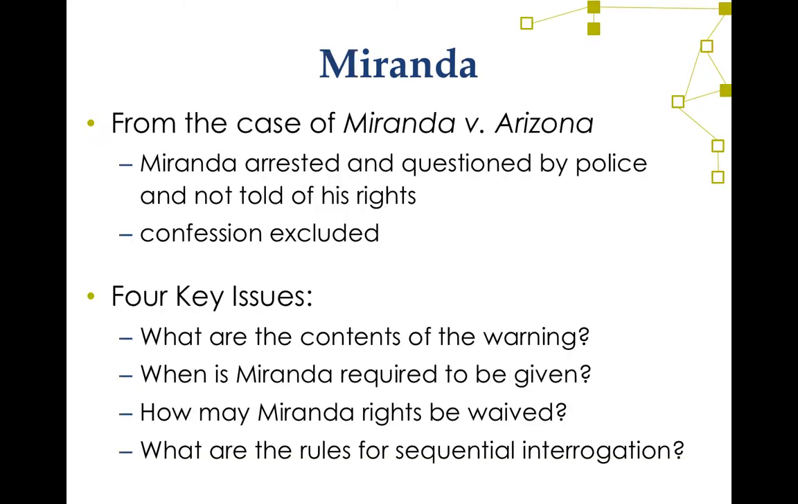So from the case of Miranda, he was arrested and questioned by the police and not told of his rights. So the confession was excluded. So there's 4 key issues here. What are the contents of the warning? When is Miranda required to be given? How may those rights be waived? And what are the rules for sequential interrogation?